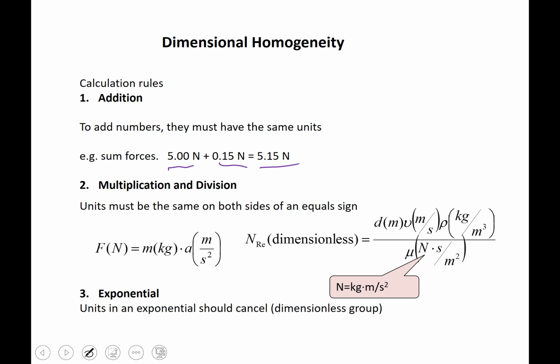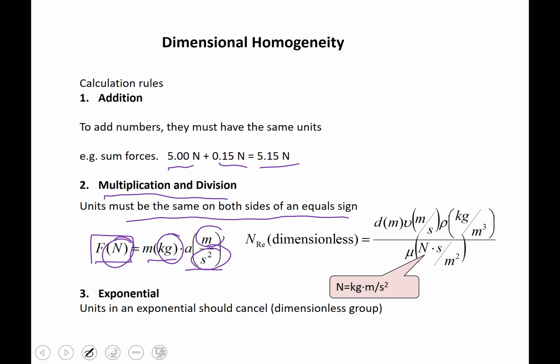When you multiply and divide, the units have to be the same on both sides of an equal sign. So here we have a force in newtons equal to the mass times the acceleration. And our units here add up to kilograms meters per second squared, which is a newton.